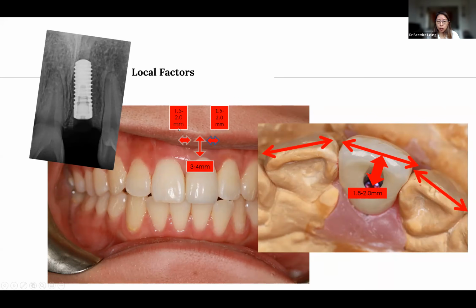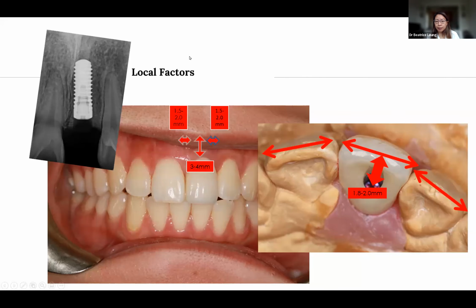Mesiodistally, it should be 1.5 to 2 from the adjacent root. And then occlusogingivally, we look at the gingival margin, which the implant should be at least 3 to 4 millimeter apical to the gingival margin. If you place it too shallow, you're not going to be able to develop the proper emergence profile, and you might risk showing the implant as well.